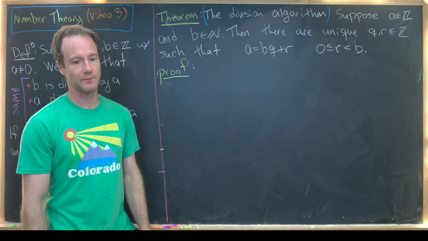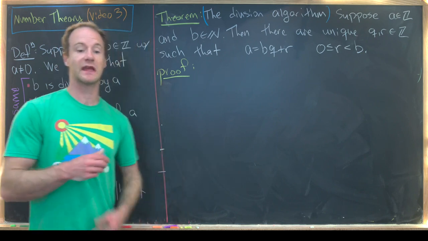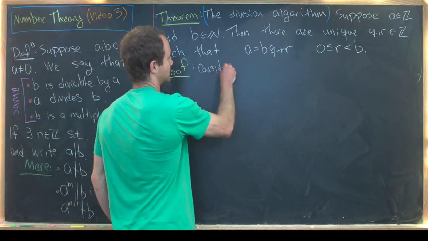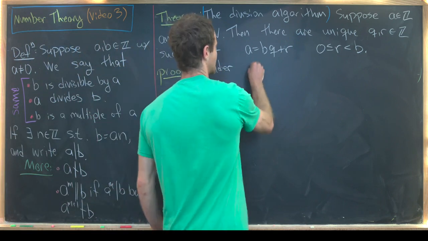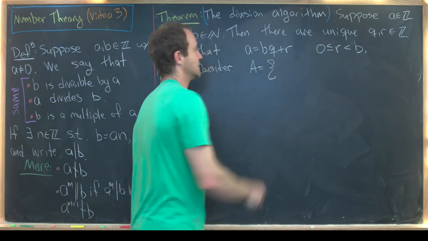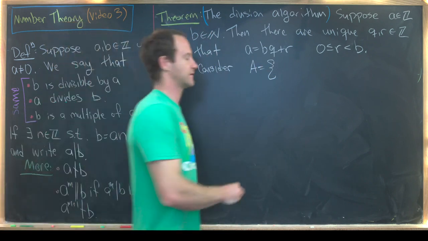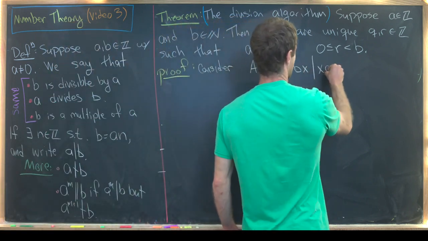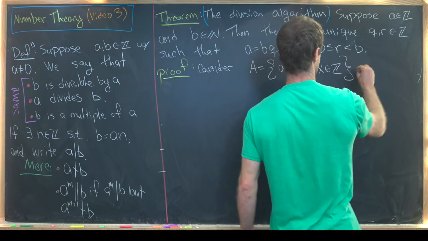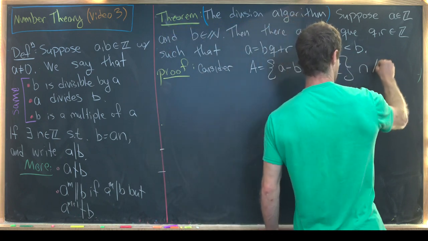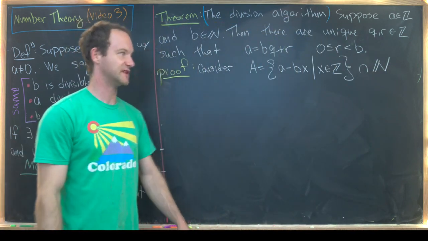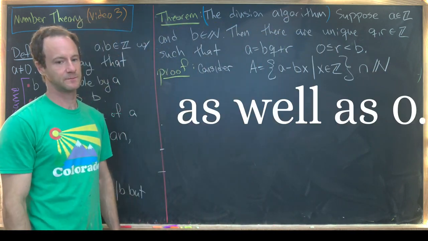Okay, so let's maybe jump into the proof of this, which involves looking at an interesting set. So let's consider the following set, which I'll call A. So this will be the set of the following form: a minus bx, as x ranges over all integers, but then we're going to take that and intersect it with N. So A is the intersection of this set and the natural numbers.